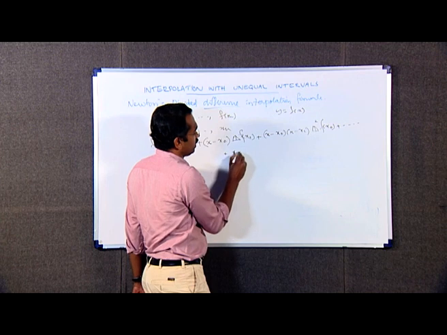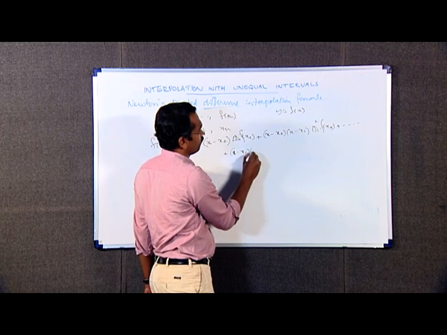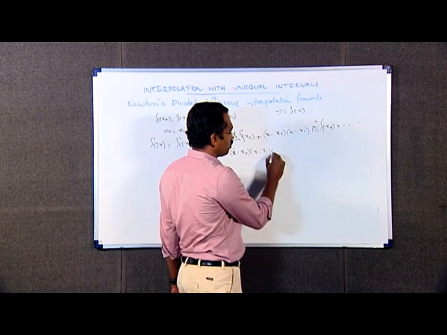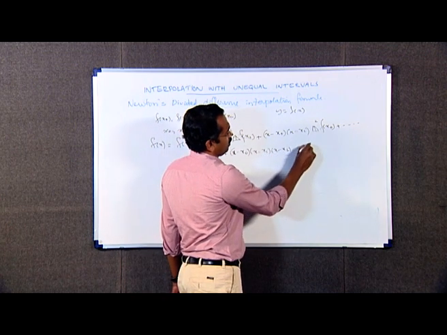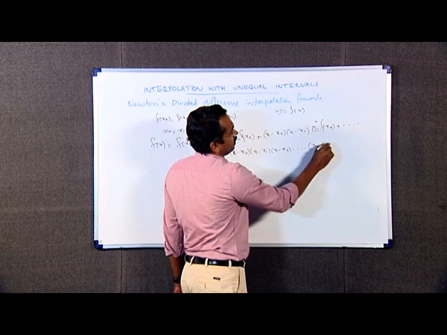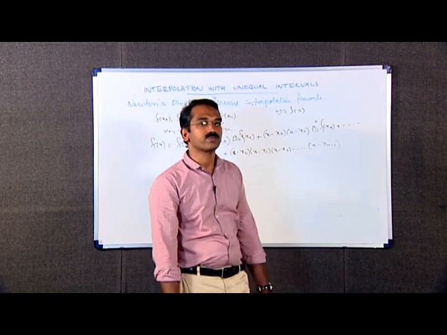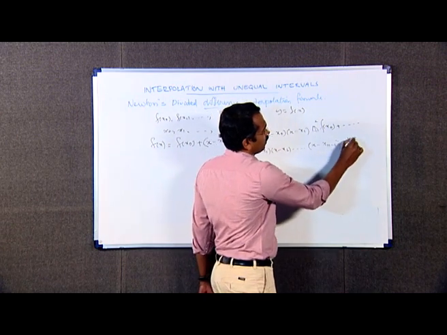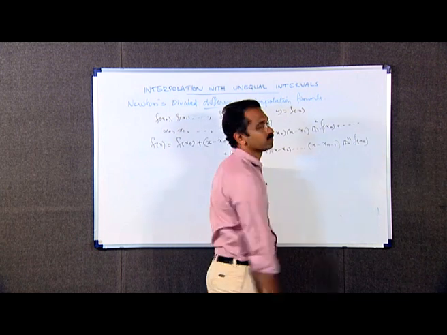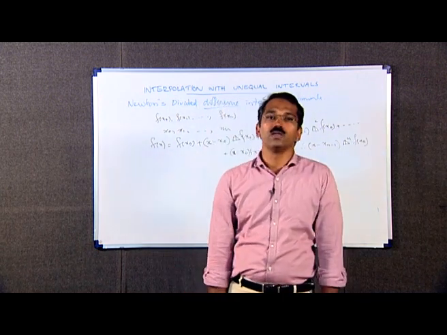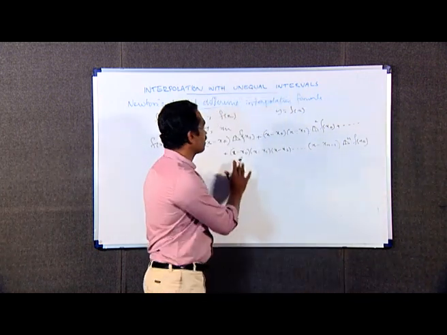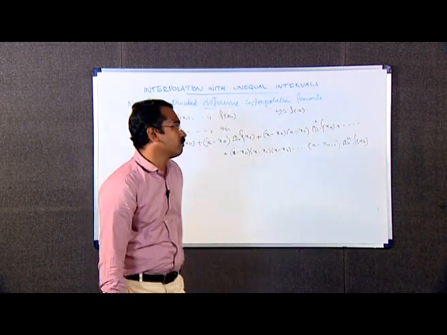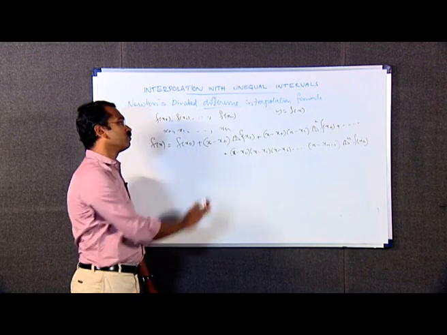The general term is (x minus x0) into (x minus x1) into (x minus x2) into etc. (x minus xn minus 1) into divided delta raised to n f(x0). This is the Newton's divided difference interpolation formula. By definition, we have to prove this.